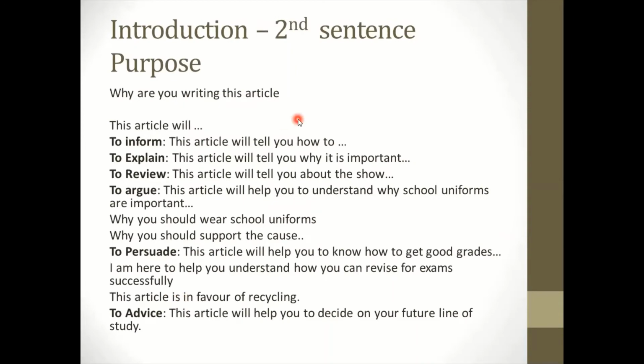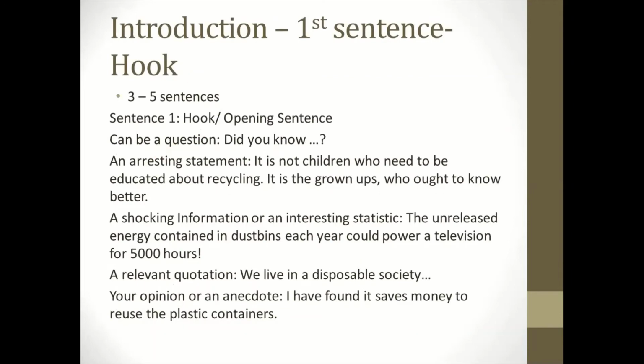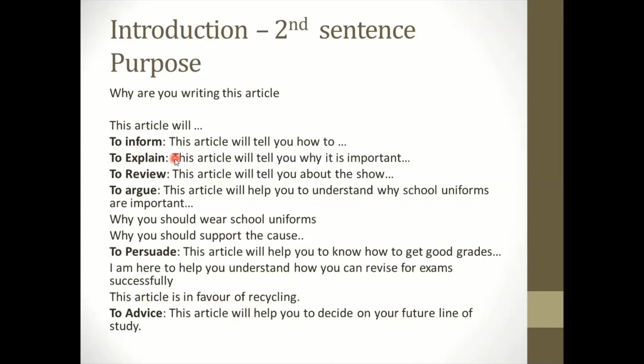Okay. Moving on. So second sentence. Second sentence, you mention why you are writing this article. Now, when you are writing an article, these are the reasons behind it. This is the purpose of your writing an article. Your purpose could be to inform. When I'm writing this article to inform, after this first opening sentence, I will go to the second sentence, and if it's to inform, I will write, this article will tell you how to do whatever the topic requires. Or this article will tell you why it is important for you to become a vegetarian.